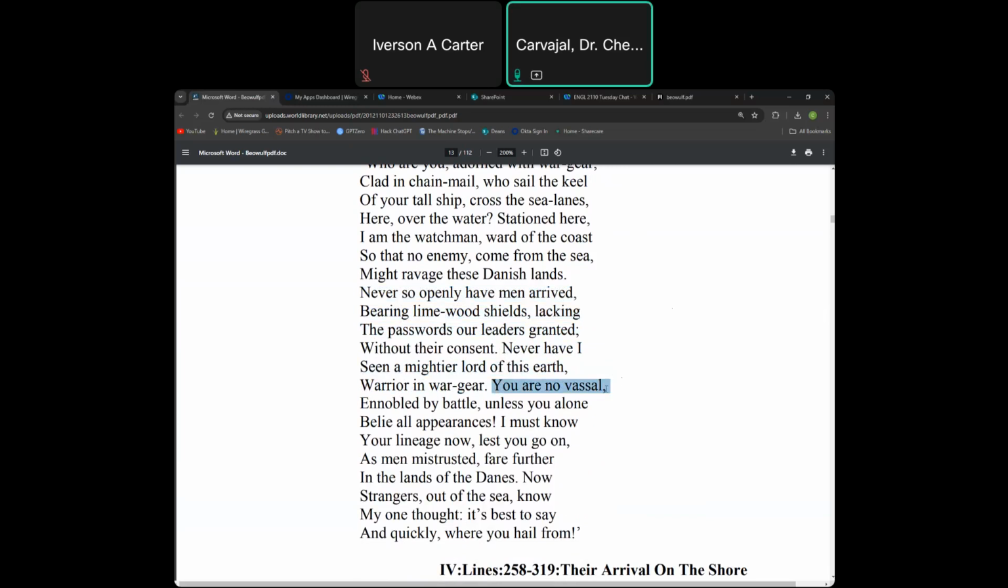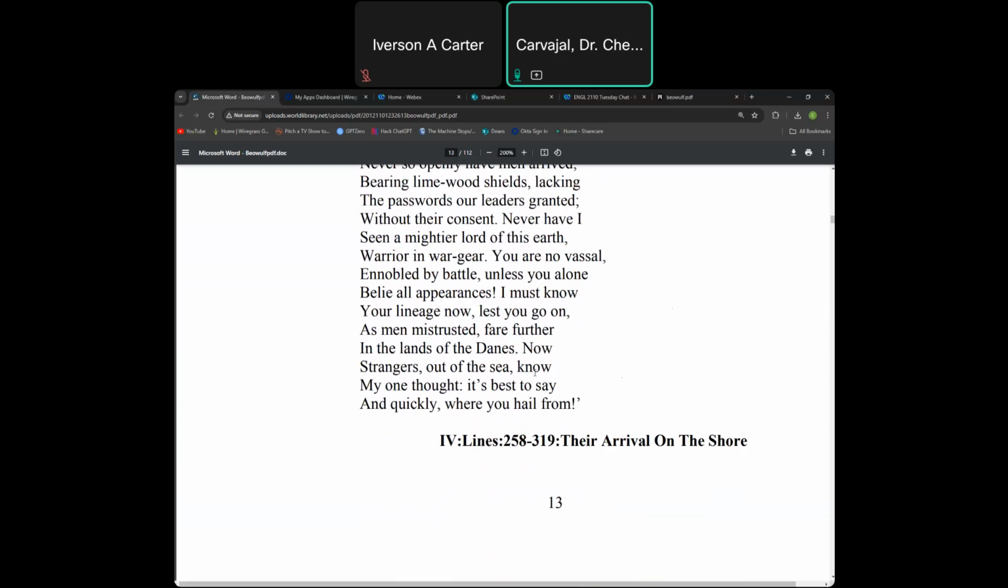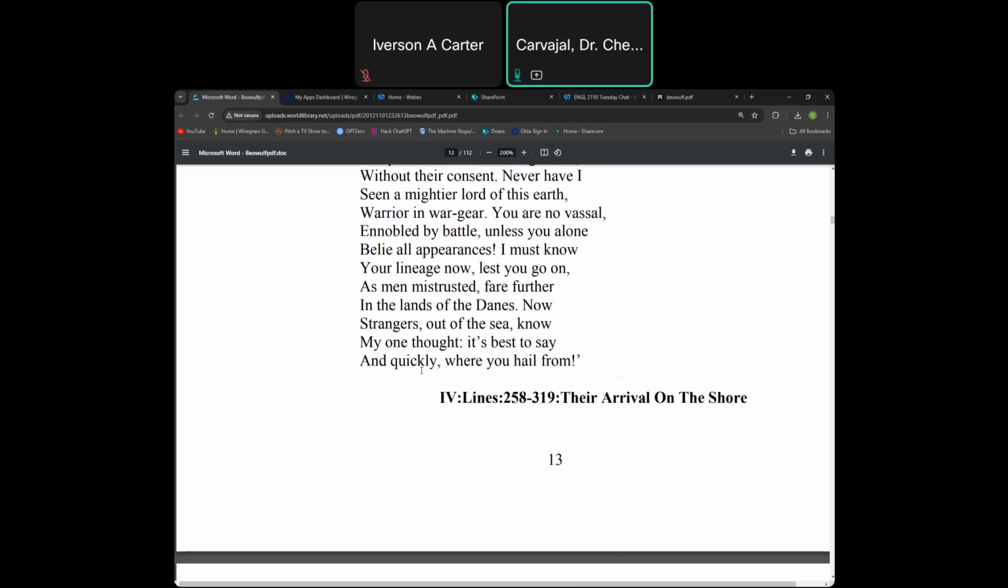So he recognizes him because of his brawniness or whatever as a king. Like you're better than a regular knight. You're more than that. You are no vassal, ennobled in battle. But I need to know, where do you come from? Who are you? And I can't let you go see the Danes until I know it. Okay.